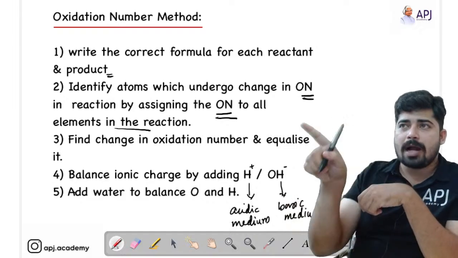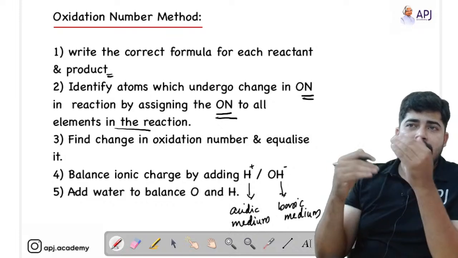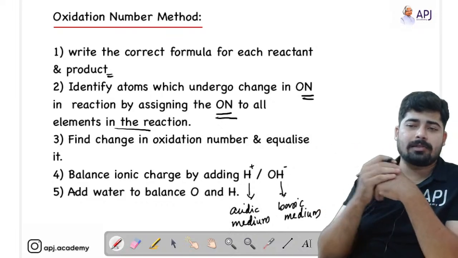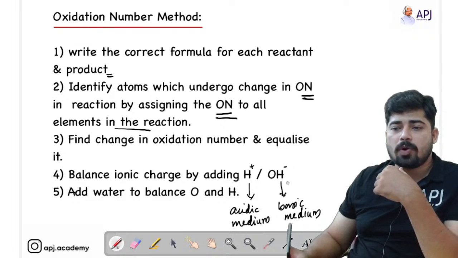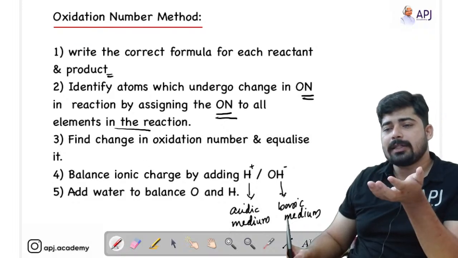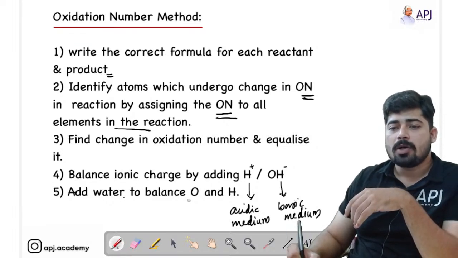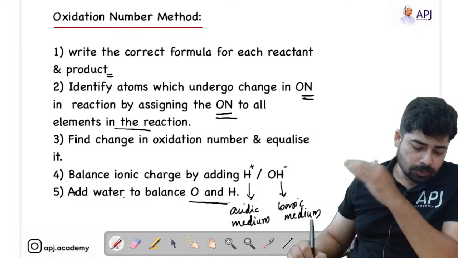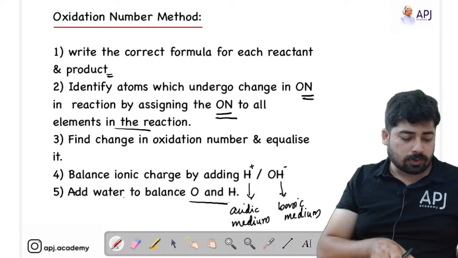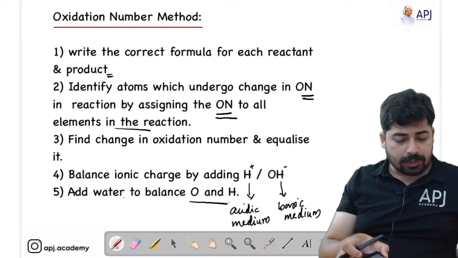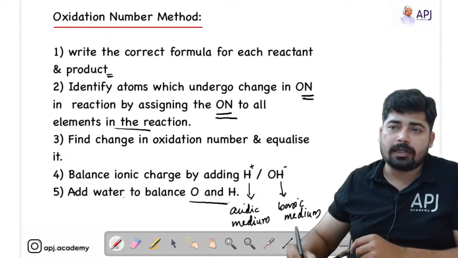Now find the change in oxidation number and equalize it. So you have to understand the difference in oxidation number and equalize that difference. Now balance ionic charge by adding H plus or OH minus: H plus if in acidic medium, or OH minus in basic medium. And finally add water to balance oxygen and hydrogen. So these are the steps you have to follow in order to solve the problem. So let's do one or two problems so that these steps will be clear for you.